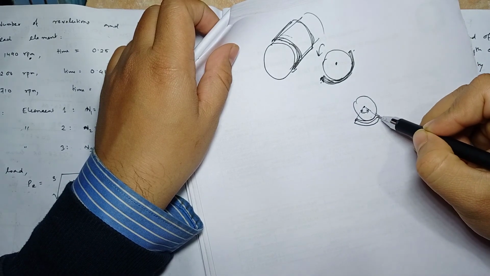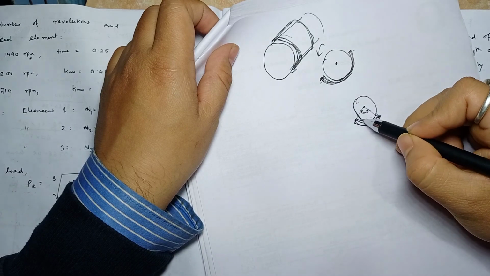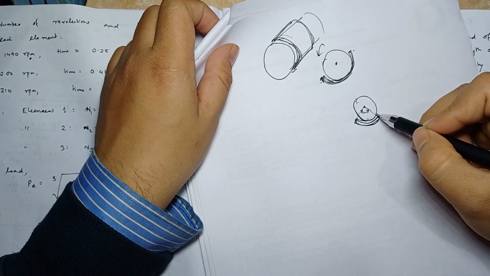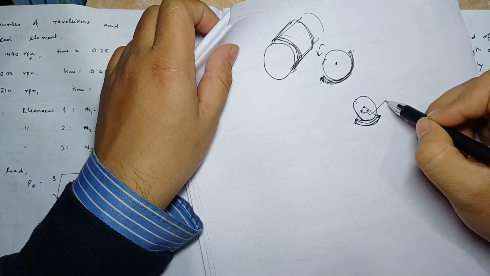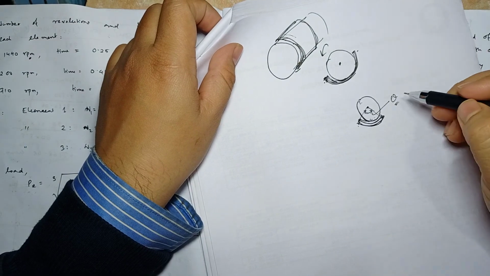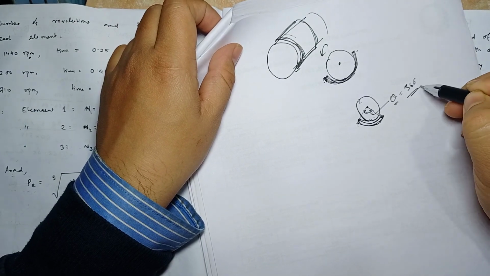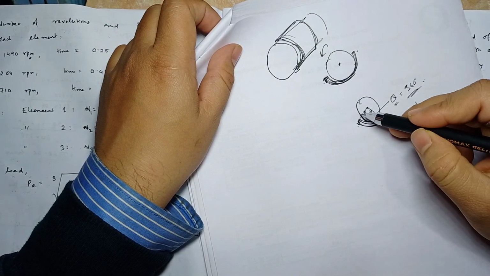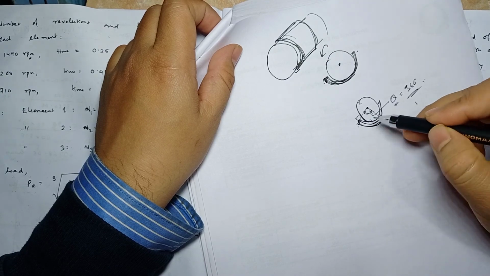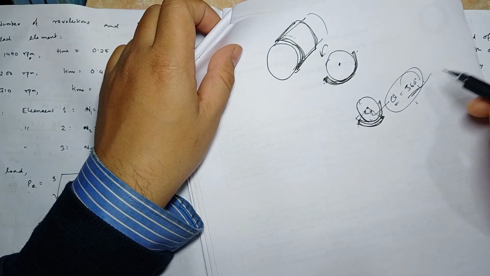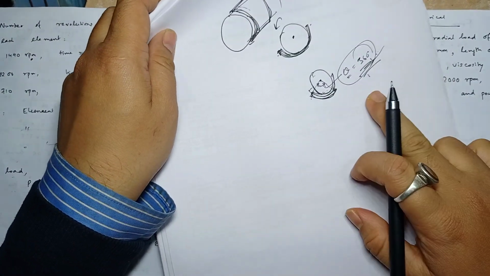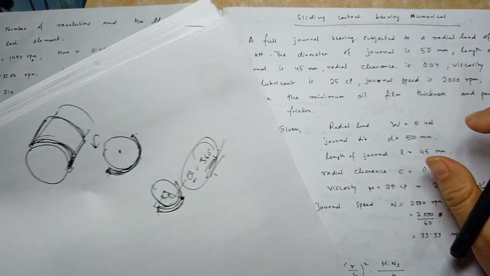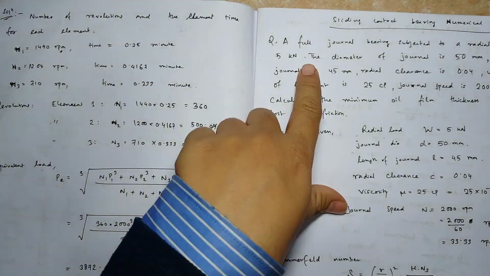Bearing is wrapped around. You can just think like some part is touching this shaft here, and from this starting point to this ending point, this is the angle. Okay, so if this angle is 360 degrees, it is called full journal bearing. If it is 180 degrees, it is called half journal bearing, something like that. So full journal bearing will be taken into calculation. If it is not given also, we'll take it as full journal bearing.